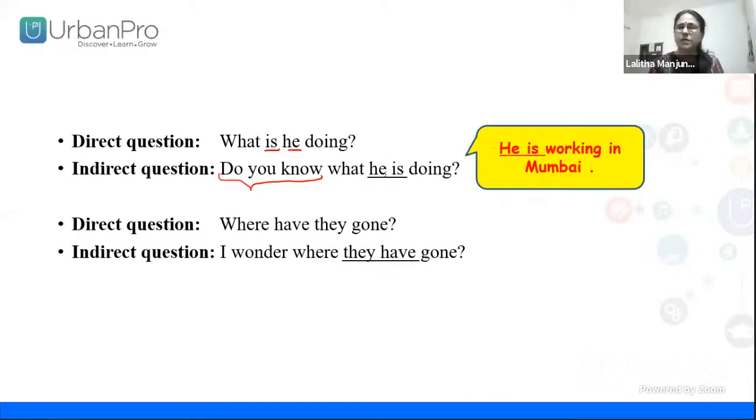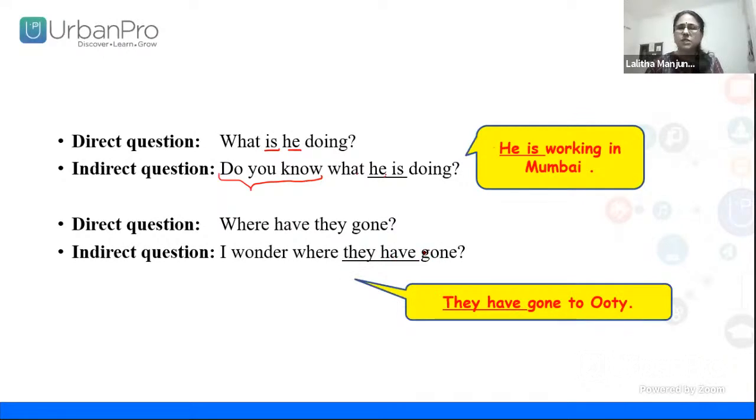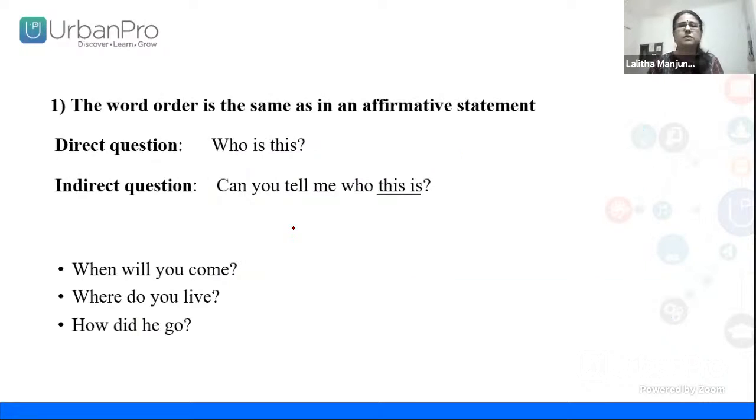Similarly, shall we try one more? Where have they gone? What is the answer to this question? They have gone to Ooty. So if you look at the indirect question, I'm adding I wonder where. I can't put have they gone. I have to put they have gone. Why? Because an indirect question follows the statement order of subject and verb, not the question order of subject and verb. So the word order in an indirect question is the same as it is in a statement.